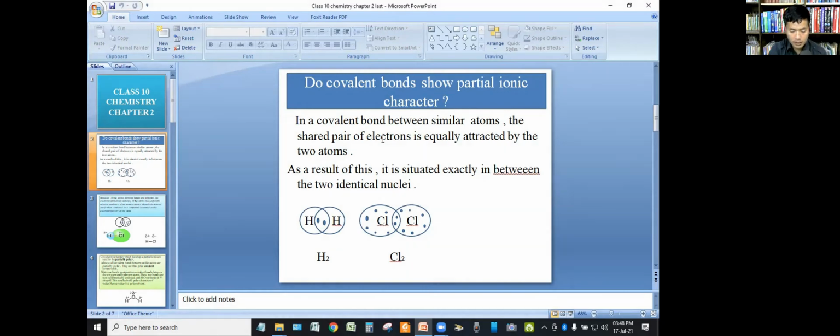For example, here we have a hydrogen molecule. So this hydrogen, they share one electron each and they become stable. So in this type of covalent bond, the electrons are situated exactly in the center from the nucleus.